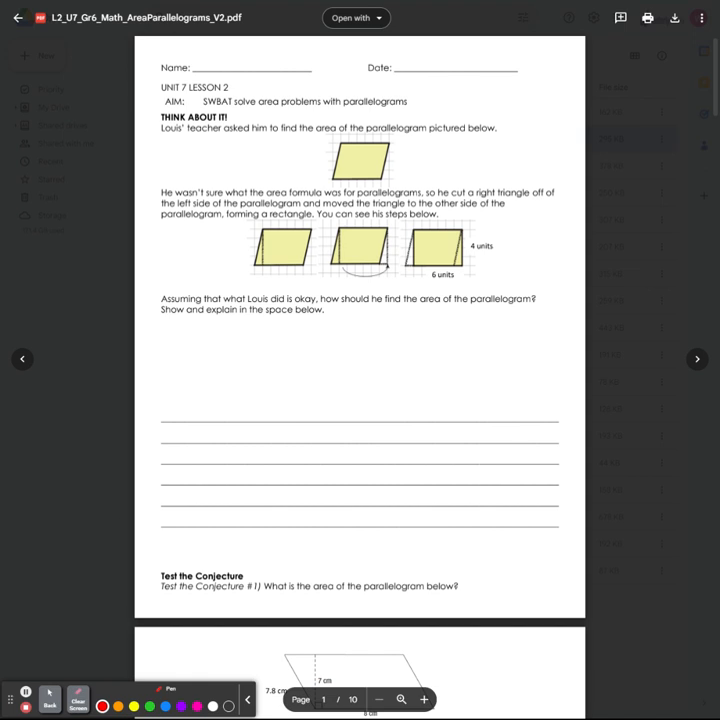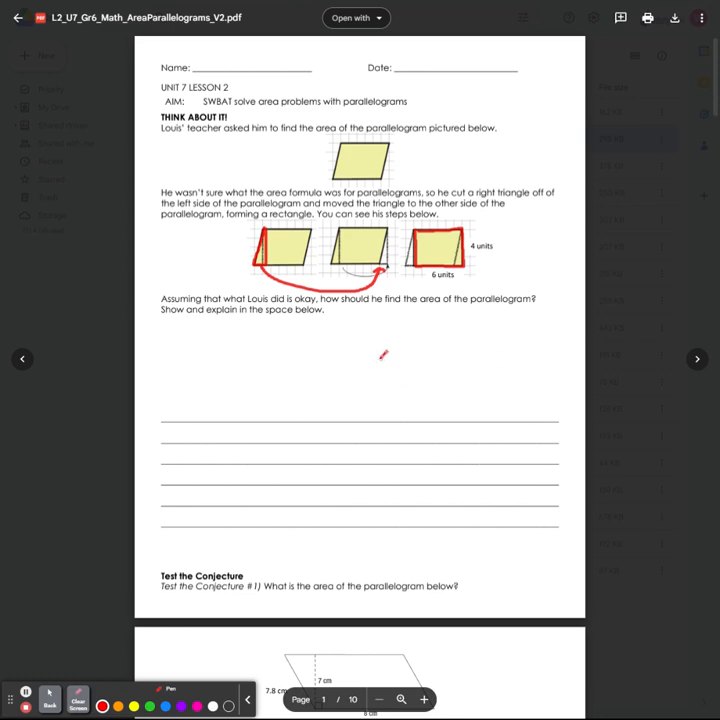He wasn't sure what the area formula was for parallelograms, so he cut a right triangle off of the left side of the parallelogram, as you can see here, and moved it to the other side of the parallelogram to form the rectangle. So he cut this piece off here, as you can see in the second picture, brought it here, which then creates this rectangle, which is 6 units by 4 units. Assuming that what Lewis did was okay, how would he then find the area of this parallelogram?